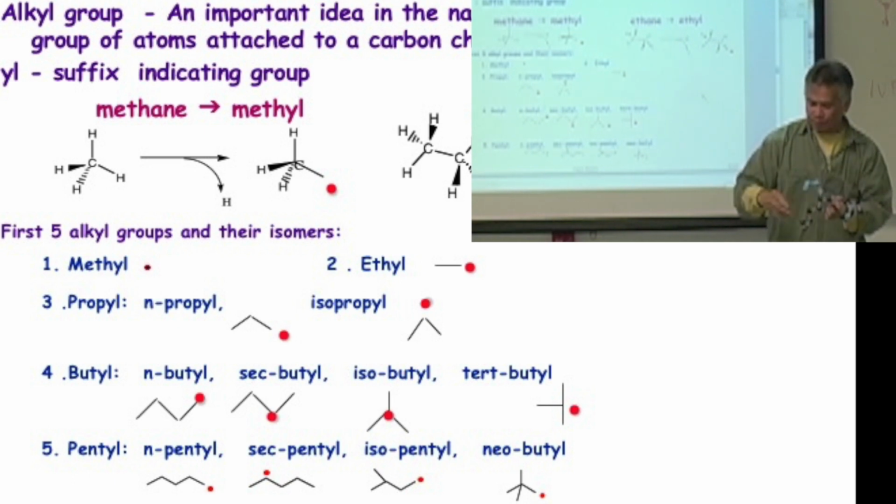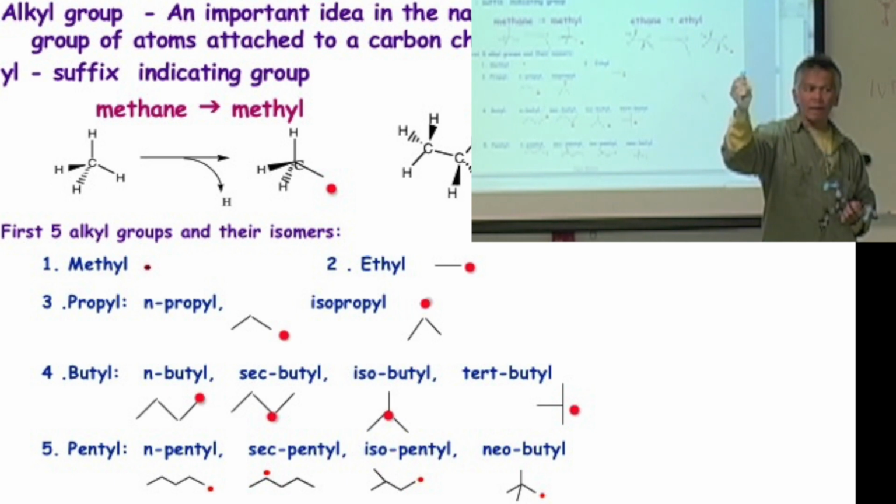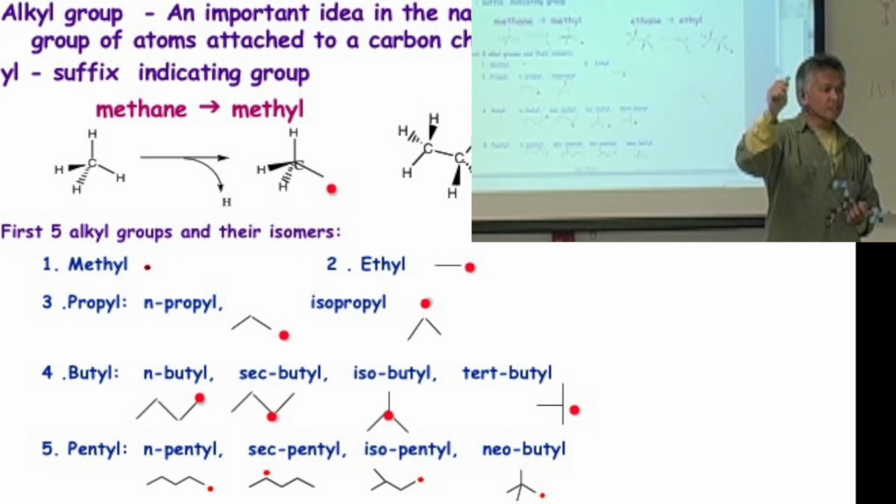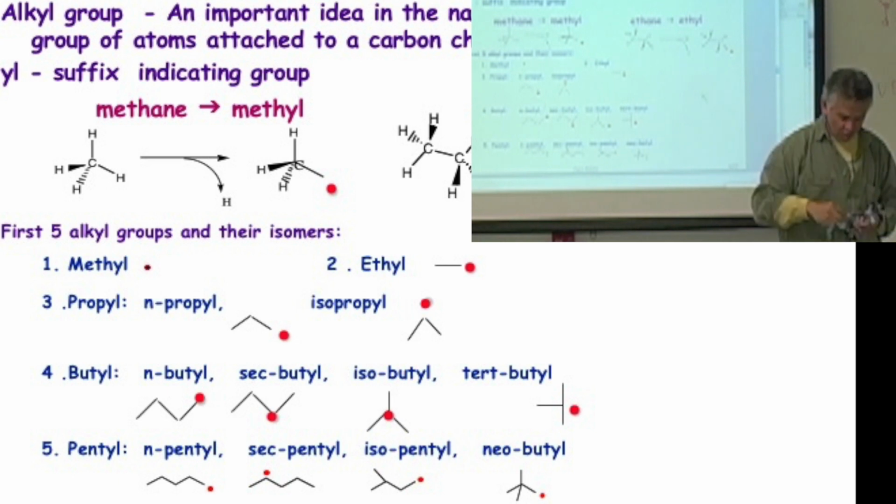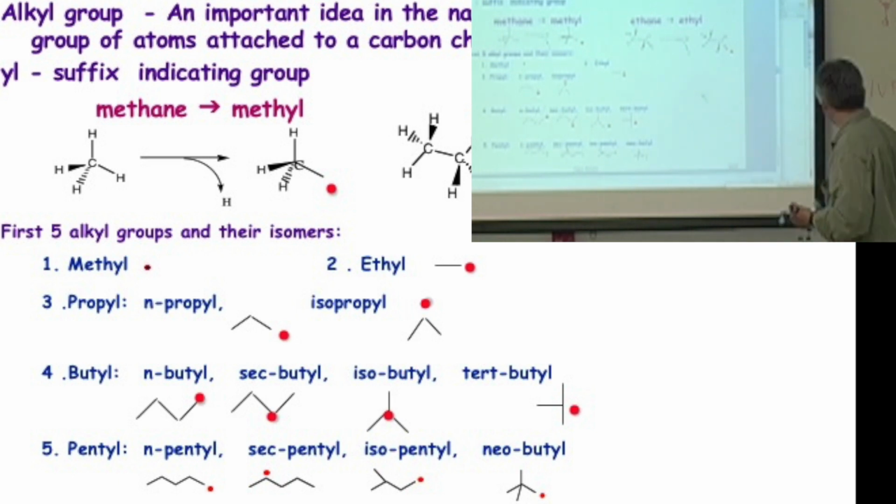Now, what are the groups? Well, one carbon has a prefix what? Meth. So this is called a methyl, YL. So when we have a group, groups have the YL suffix. So methyl.